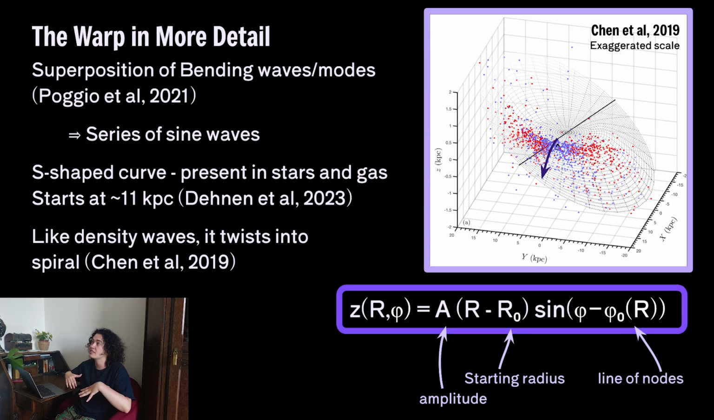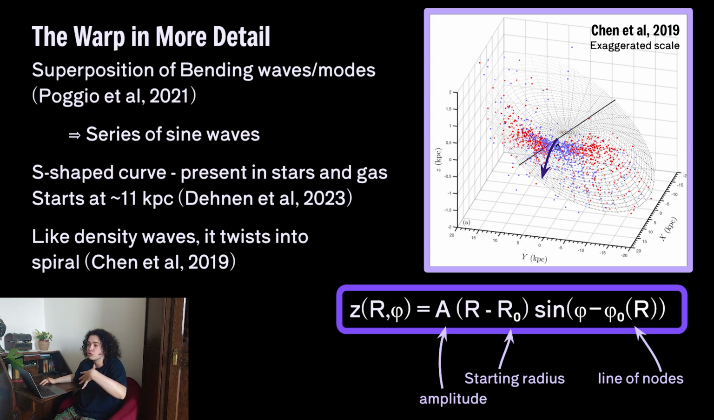And it doesn't necessarily have to be stationary or unchanging with radius. You can have it twist around into a spiral, a bit similar to the density waves as well. We can represent this pretty simply with this equation at the bottom, which has the amplitude, A, which is a function of the radius minus the starting radius. That accounts for the fact that it's not starting right from the center of the galaxy. And then we multiply that by a sine curve.